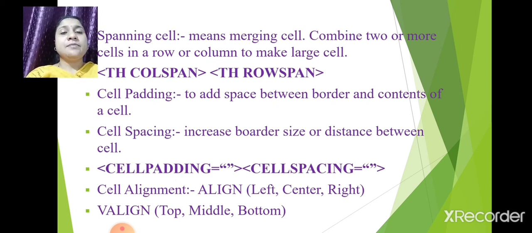Now cell alignment. In a table there are two types of alignment. Align, that is normal align, which is horizontal align, and the next is vertical align. Horizontal align is left, center, right, while vertical align has top, middle, bottom. By default in horizontal alignment it is left, while in vertical alignment the default is middle.